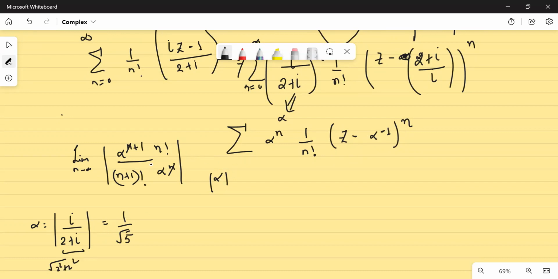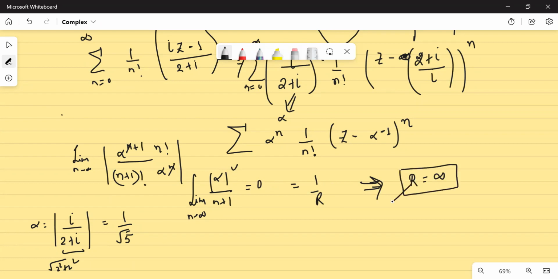I'm not interested in this. This will give me 1 upon n plus 1. So the limiting value as n tends to infinity, this is some constant which I've already stated, and n tends to infinity. Overall this term will go towards 0. It implies 1 over R is 0. In the extended real number system, I can write that R equals infinity is the radius of convergence for this series. And where is this series centered? This series is centered at z naught equals 2 iota plus, minus 2 iota plus 1.